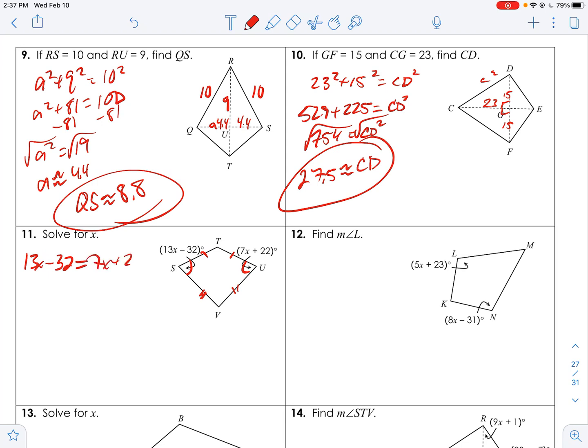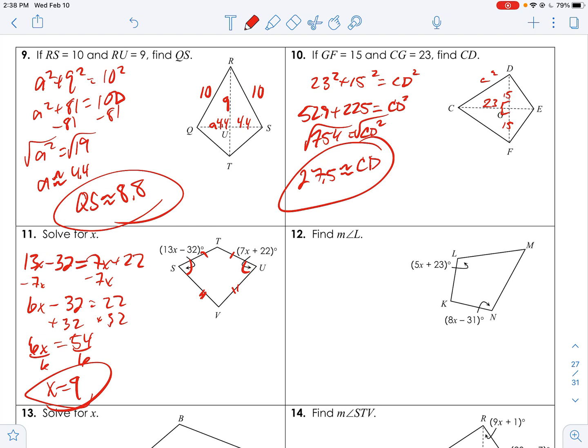So we know 13x minus 32 is equal to 7x plus 22. And we algebra. Minus 7x both sides, so 6x minus 32 equals 22. Add 32. 6x equals 54, divided by 6. X equals 9. Solve for x? Yes, I did. Perfect. All right, go ahead and try to find 12. Remember, you're finding angle L, not just x. On your mark, get set, give it a go.